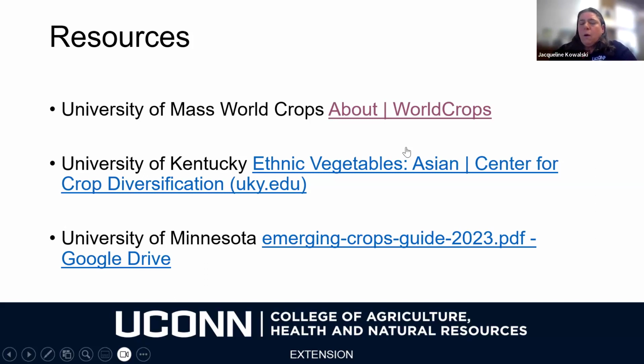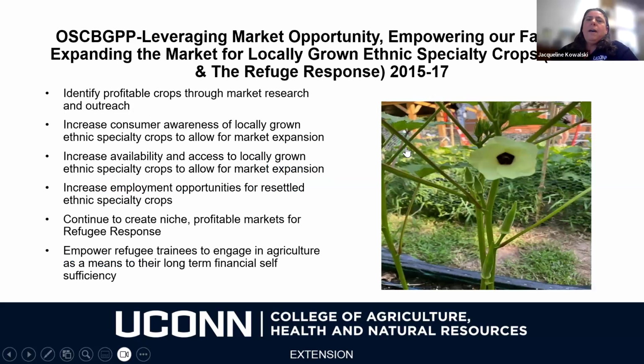And so along with their executive director, we developed a proposal for an Ohio Specialty Crop Block Grant Promotion Program grant, which was called Leveraging Market Opportunities, Empowering Our Farmers, Expanding the Market for Locally Grown Ethnic Specialty Crops. And that took place in 2015 to 2017.